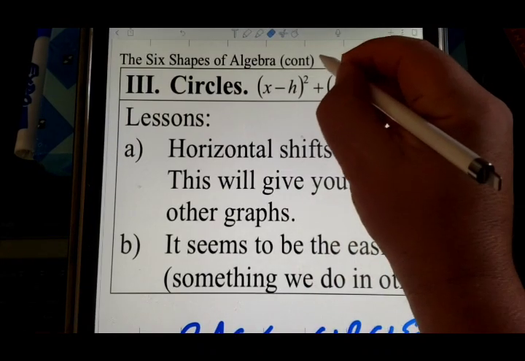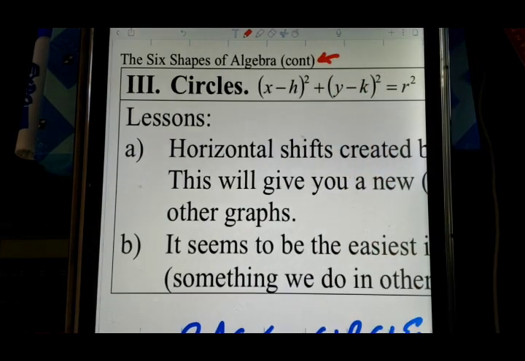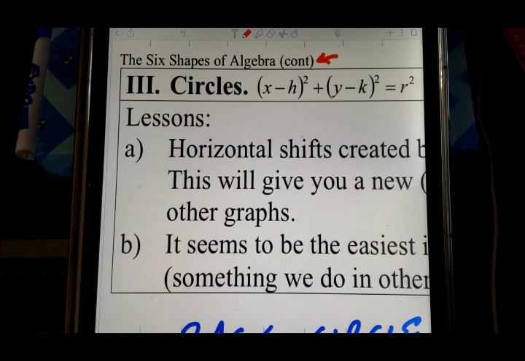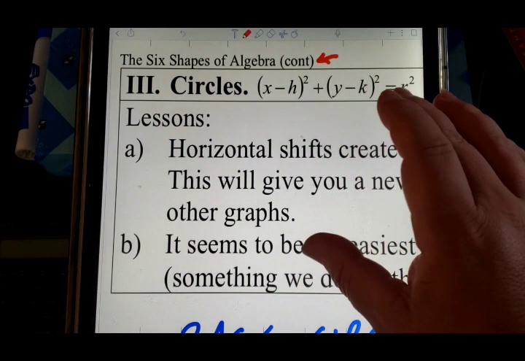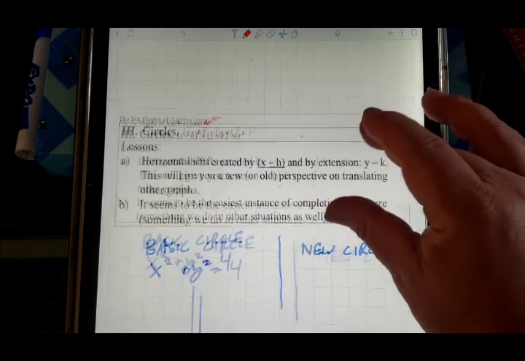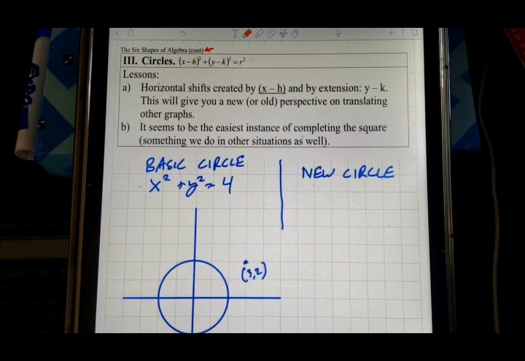All right, this is the Six Shapes of Algebra continued. We were talking about lines. We were talking about what I call half parabolas, which, like I said, cubes aren't really half parabolas, but they're so close. I'm okay with it. But circles are the next lesson.